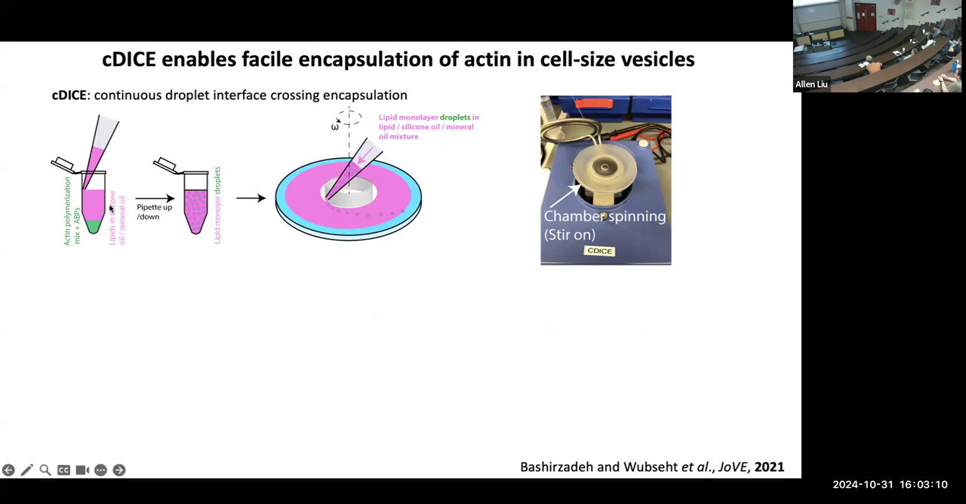Here, the process is very simple. We have an oil lipid mix and we have aqueous solutions. We just pipette up and down or vortex it, and you get these water and oil emulsions. They contain lipids, so there's a single monolayer of lipids, and then you put this in a little device, a 3D printing chamber, rotating, and we can get these droplets to fly through this oil-water interface and generate another lipid monolayer, so you have a lipid bilayer.